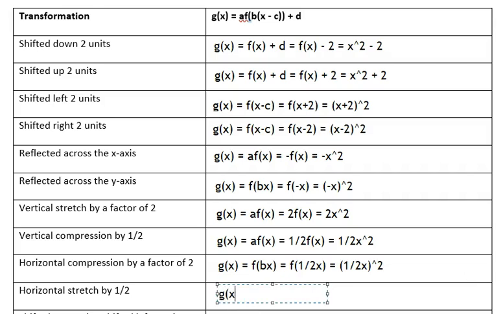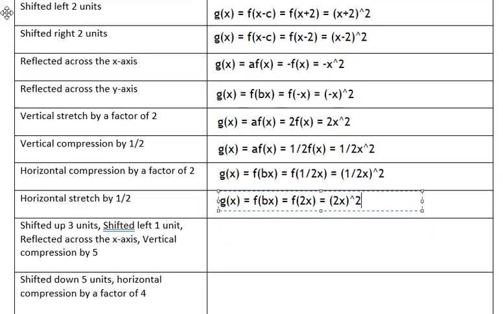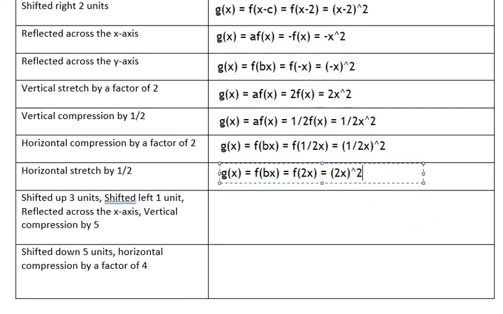For the horizontal stretch, it's the same general function, f of b x, because that's the part that we are changing, what's being multiplied by x. And by a factor of a half, we would actually be multiplying the x value by 2 for a horizontal stretching. So it would be f of 2x, which is then 2x squared. Hopefully you're getting the idea, because now we're going to look at 2 examples with multiple transformations, so a little more complicated.